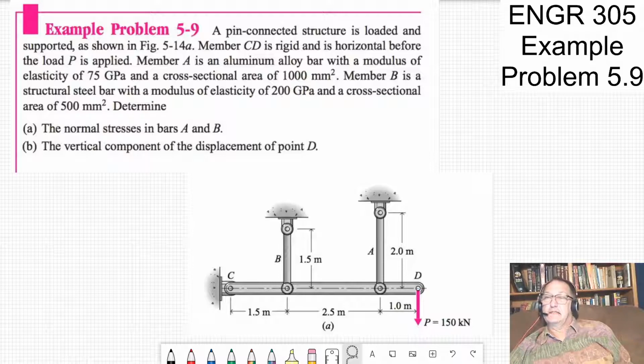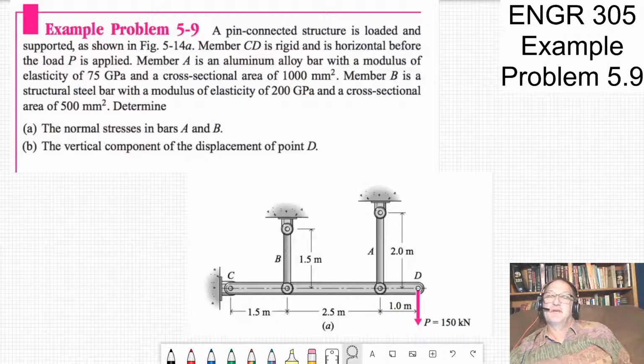It's a pin-connected structure. Pins have zero friction. It is loaded and supported as shown in figure 5.14A. That's on the screen there. The horizontal member is rigid. It's horizontal before the load is applied, and it's rigid the whole time. It does not deflect.